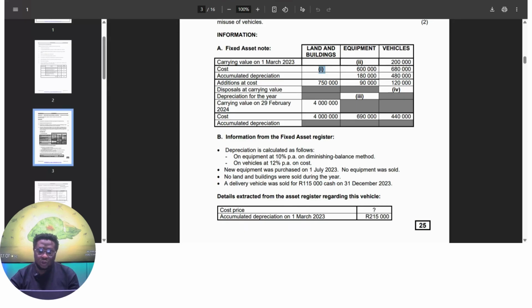All right, so we can see there is not much information changing anything about the land, but we can basically use our common sense, because if you look at the cost at the end, it is 4 million. And then we are looking for the cost at the beginning. So the difference between the cost at the end and the cost at the beginning would be if maybe some land and buildings were sold, and also if some land and buildings were bought. In this case, we have additions at cost in respect of land and buildings. So we actually added to our land and buildings. So before we added, how much was it, so that when we add, it adds up to 4 million?